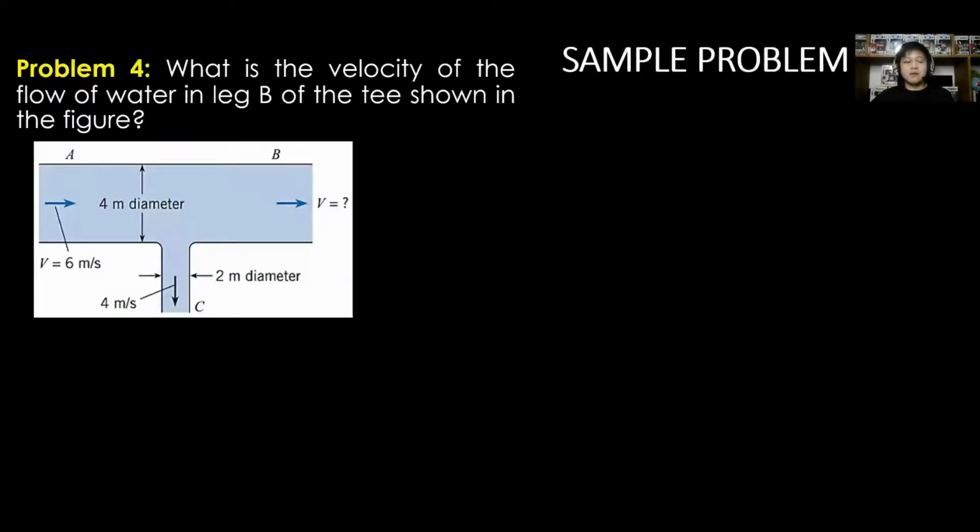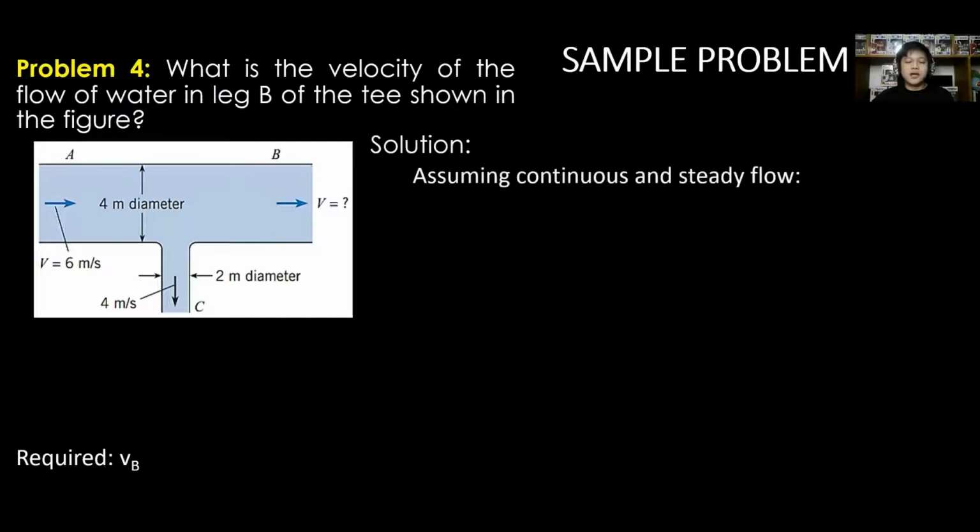And for our problem number 4, what is the velocity of the flow of water in leg B of the T shown in the figure? The requirement is the velocity at B section. For the solution, assume continuous and steady flow. The flow at A is equal to the sum of the flows at B and C.